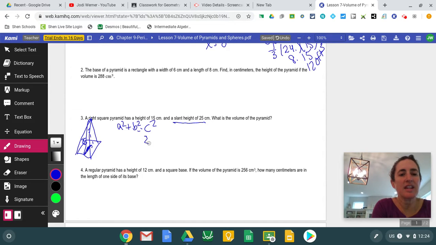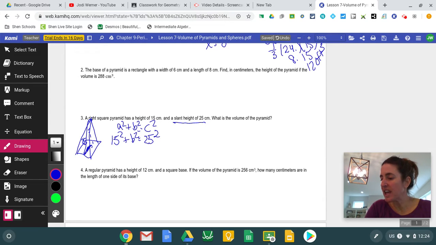So I know that slant height's 25. That's going to be my C. And I know one of the heights is 15. The actual height of the whole shape is 15. So I have 15 squared plus B squared equals 25 squared. And when I solve that out, I end up getting my B is 20. Now, what that 20 represents is half the distance of the base's side. So really the whole length on there is 40. And since they said it's a square, that means this is 40.